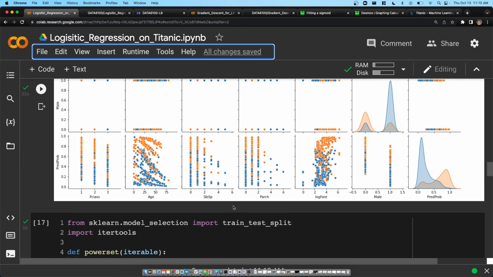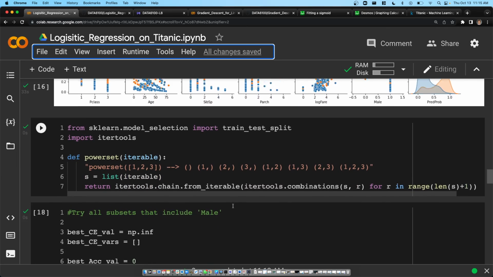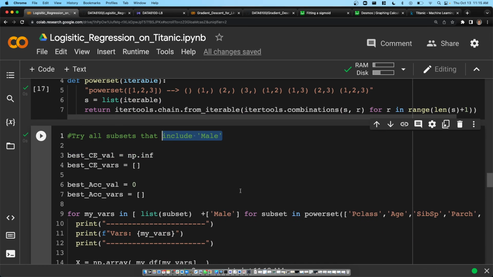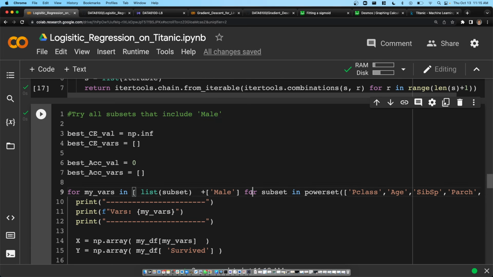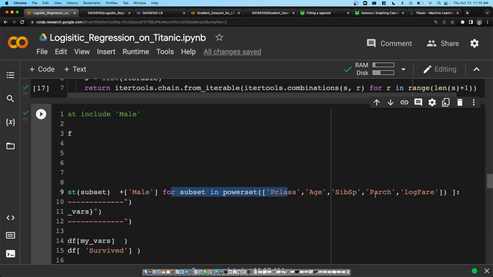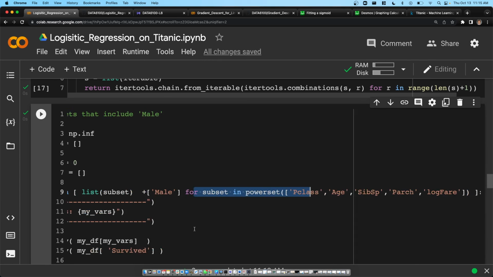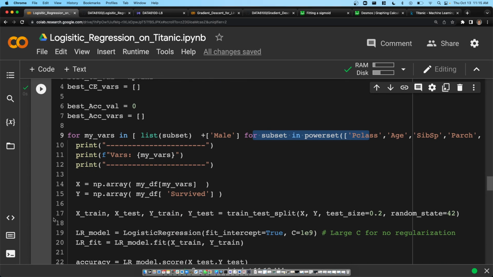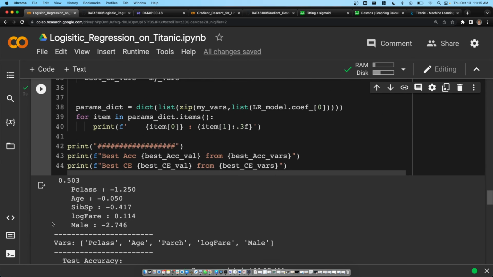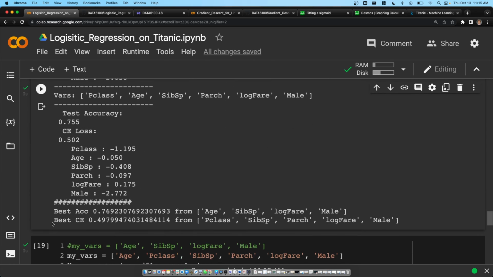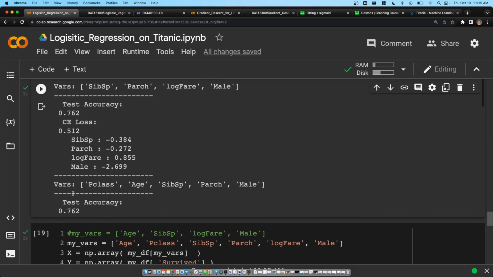So what I did is one of these variable selection things. I tried all the subsets that include male, because being male or not seemed really important. Then I tried all of the possible combinations. I looked at all the subsets of these things: P class, age, siblings, how many parents you had, and your log fare. I went through every single combination, and I did a logistic regression. And this is the code. And look, I have this horrendous output of all the possible variables and what they are.